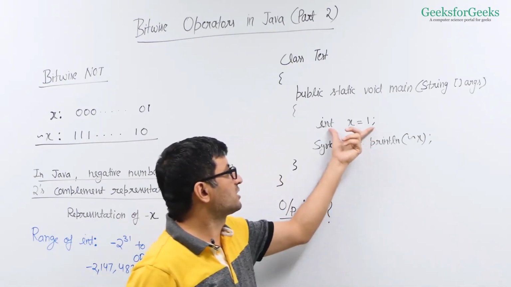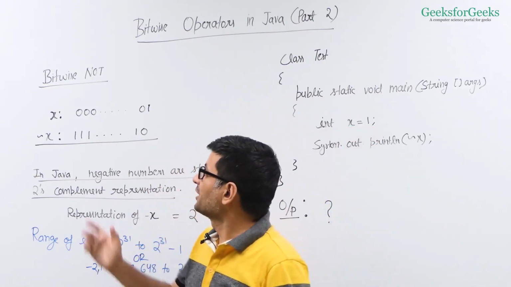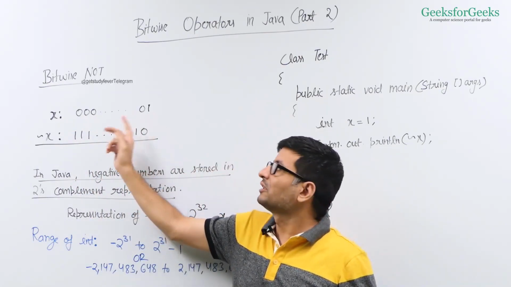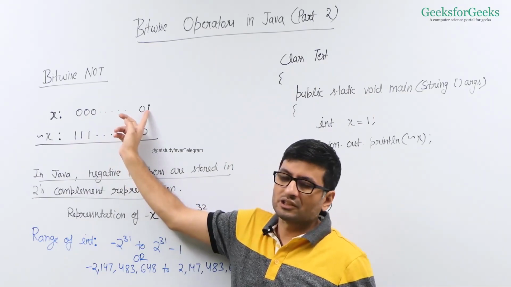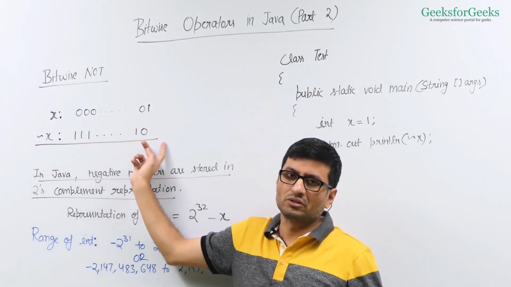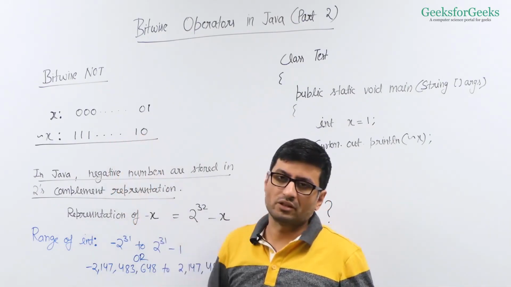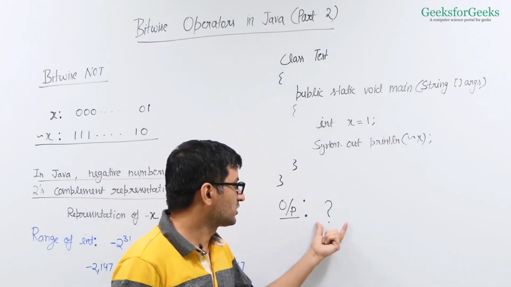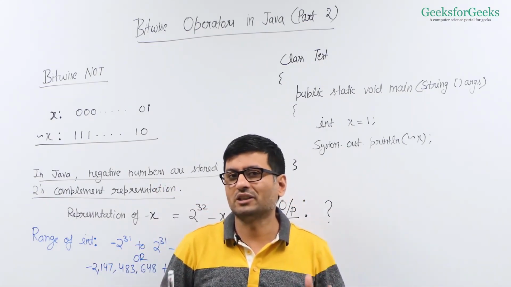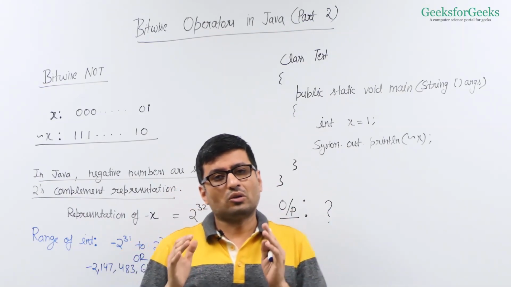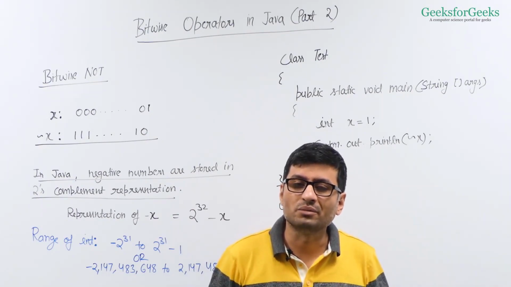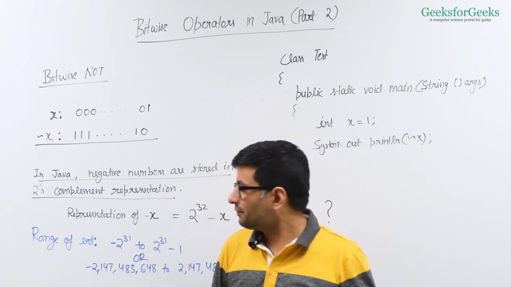So if a binary number is 1, then its binary representation is this. In Java, integers are 32 bits. So these are 31 zeros and then there is a 1. When you do NOT of x, you get 31 ones and a 0. Now what is the value of it? What is the integer value that you will get on screen? That is something not easy to guess, because it is 31 ones and then a 0. To guess the output, we must know how signed numbers are stored in Java.